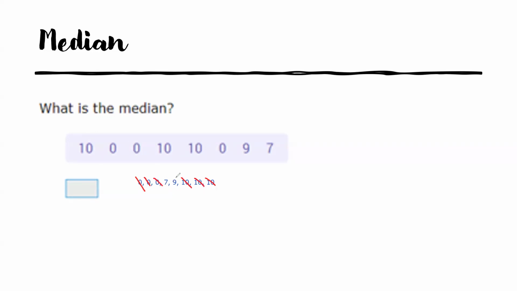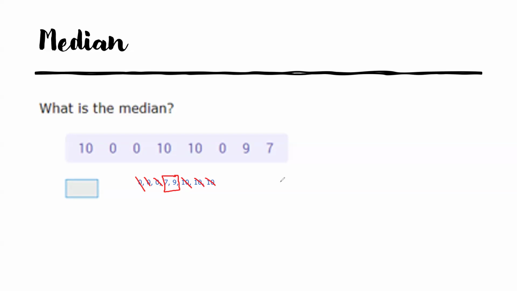And looky there, I don't approach a dead center. I have 2 that are in the middle because there's 3 that I've crossed off on the left, 3 that are on the right. So when this happens, when you are given 2 center numbers, we do need to find the true middle. We need to find the true center.